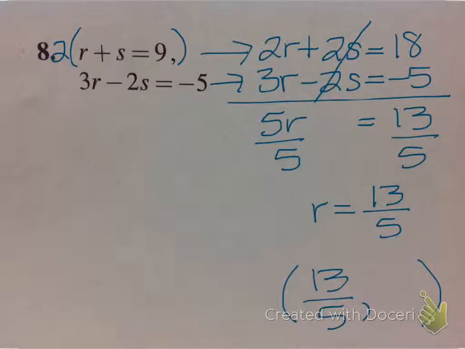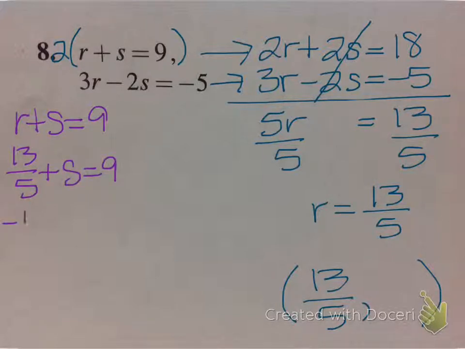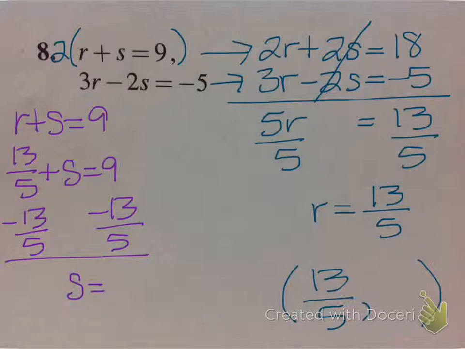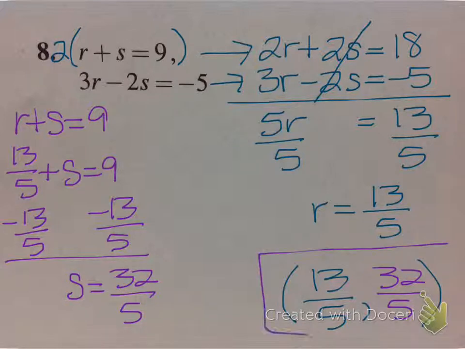So take one of your original equations. It doesn't matter which one. I'm just going to take the top one. r plus s equals 9. I'm going to replace my r with 13/5. Subtract 13/5 from both sides, so s is going to be 32/5. So (13/5, 32/5) is my final answer for this system.